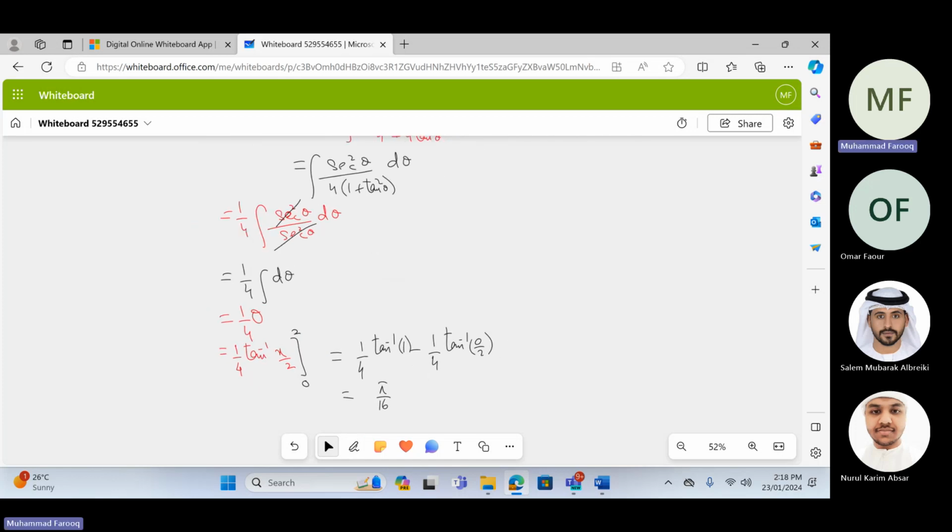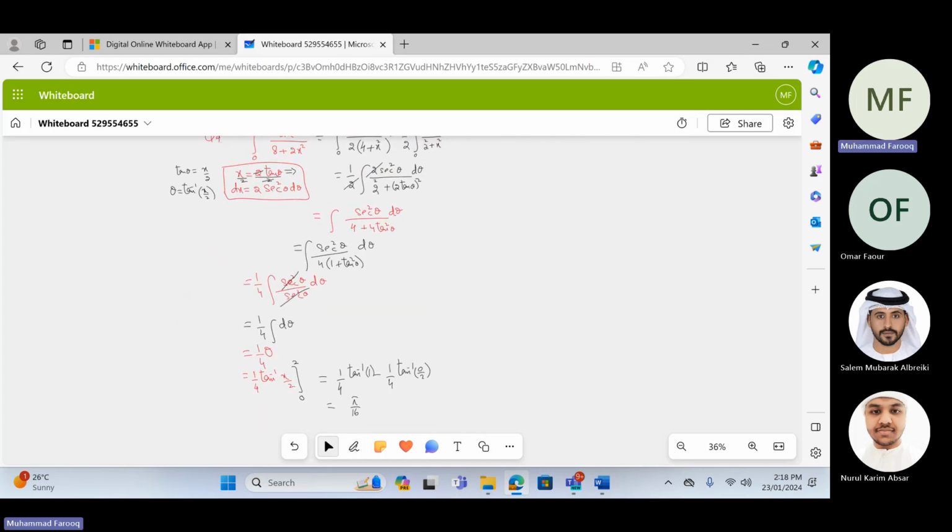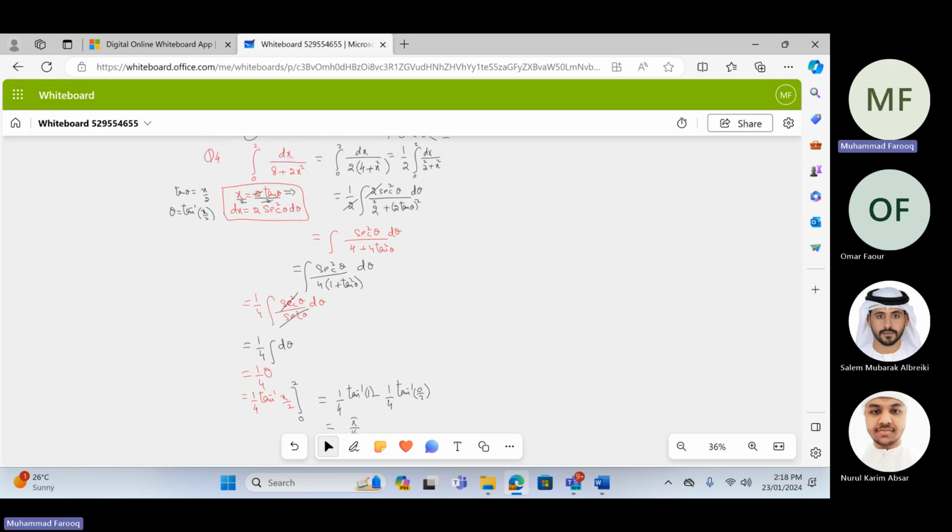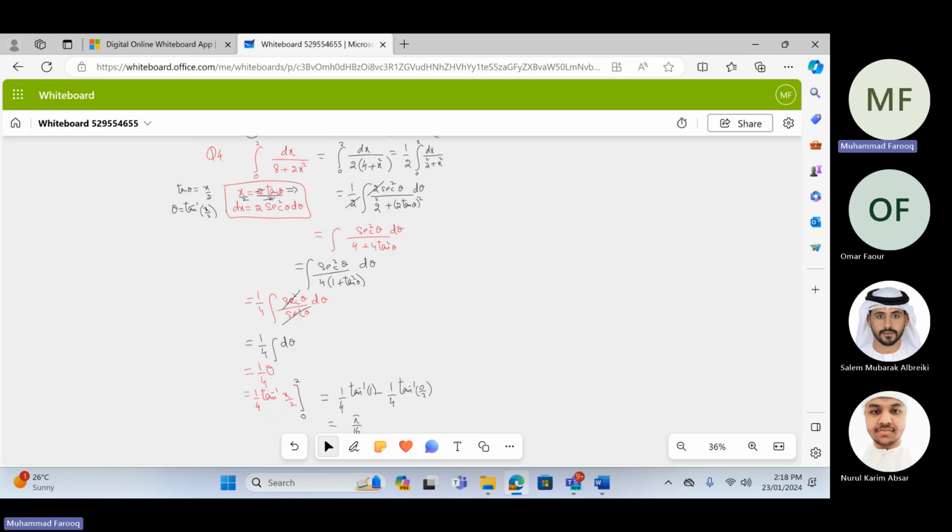We get tan inverse x over 2. From here I get theta, so tan goes there, tan inverse. It is exactly like the table you gave us before. Which table? The table where 1 over a squared plus x squared equals tan inverse, the integration table.